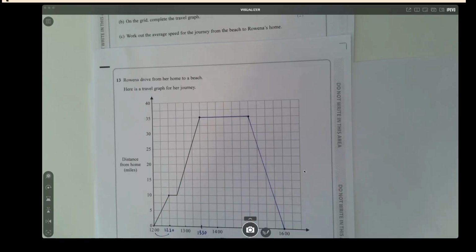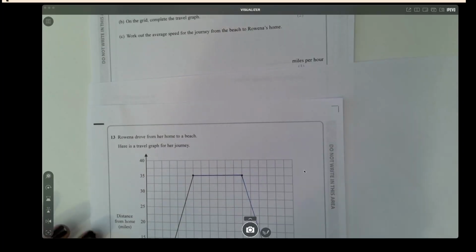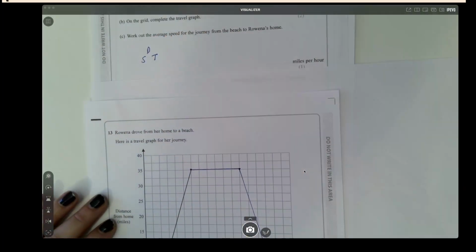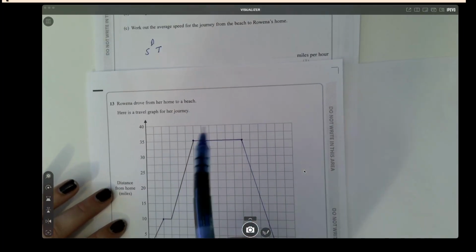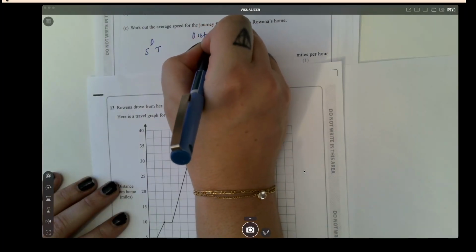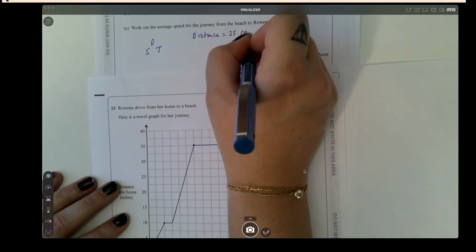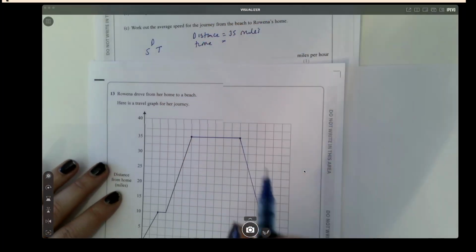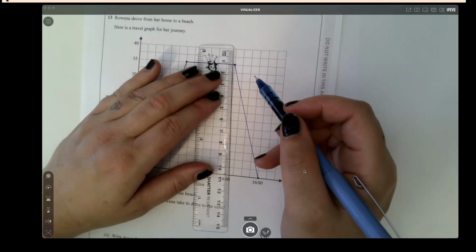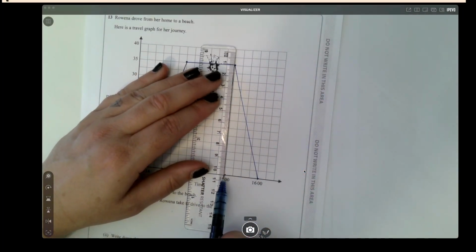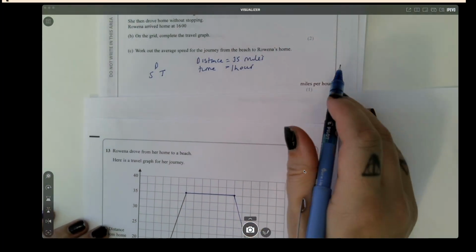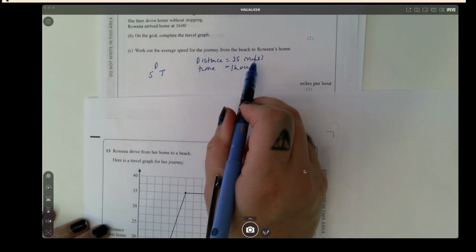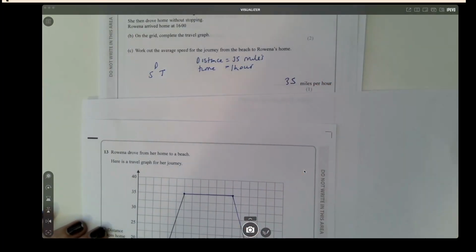Part C, work out the average speed for the journey from the beach to Rowena's home. Okay, so part C, you've got speed, distance and time. So from the beach here to home is 35 miles. So the distance is 35 miles. And the time taken, well, we've left the beach at 3 o'clock. We get home at 4, so it's only taken 1 hour. And we want it in miles per hour, so it's 35 miles per hour.